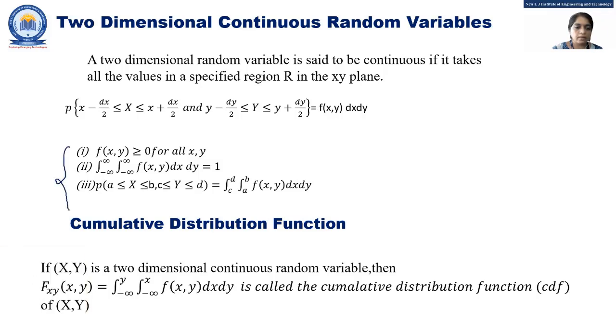Now, the cumulative distribution function. If (X,Y) is a two-dimensional continuous random variable, then F(x,y) is equal to the integration from minus infinity to y and the integration from minus infinity to x of f(x,y) dx dy, which is called the cumulative distribution function of x and y. It is also known as CDF.